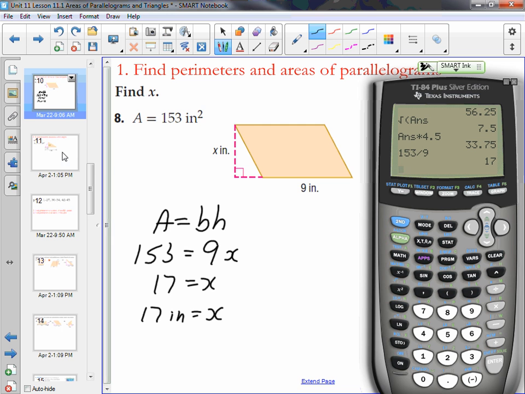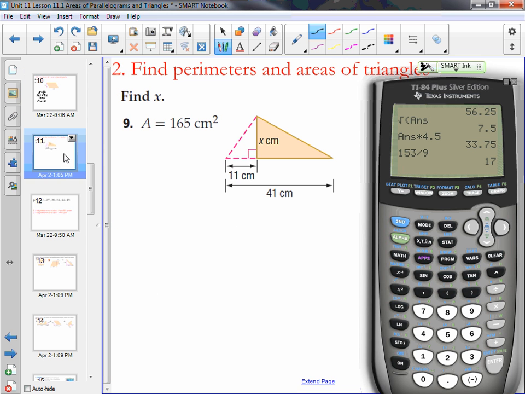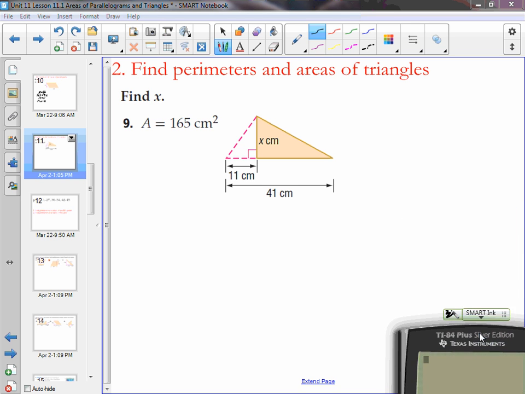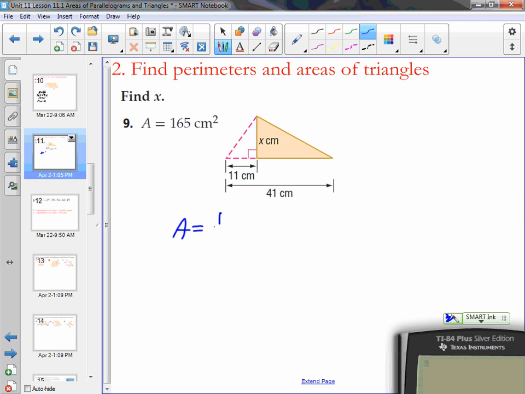And one more example. Number 9. This time, it's a triangle we're working with. I know that the area of a triangle is 1/2 base times height. Let's fill in everything we know. Solve for what we don't know. So replace the A with 165. 1/2 stays 1/2.